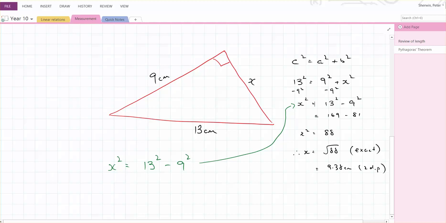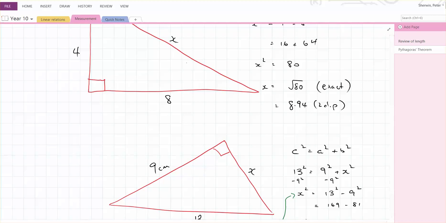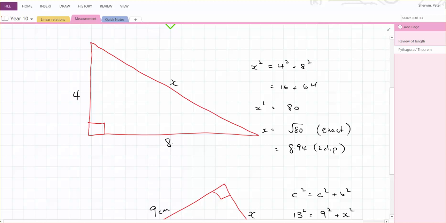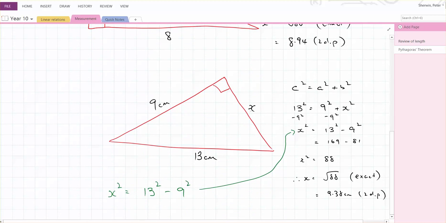Identify very early in the question, first up, are we finding the hypotenuse, or is it one of these shorter sides? If it's the hypotenuse, then it will be x squared equals 8 squared plus 4 squared in this case. If it's one of the shorter sides, it will be x squared equals 13 squared minus 9 squared, which is what we found in this case.